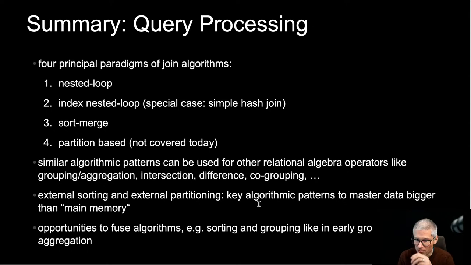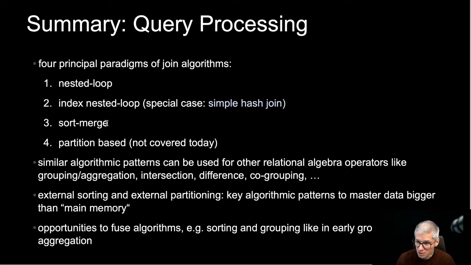Yeah, and with that, we're already at the summary. So we've learned about four principles of join algorithms today: nested loop, indexed nested loop, and an important special case, which is a simple hash join. Simple hash join is widely used, in particular in in-memory database systems. It's so simple, it's super fast. Also, there are many interesting extensions you can do there. That's the most important join algorithm in database systems, full stop.